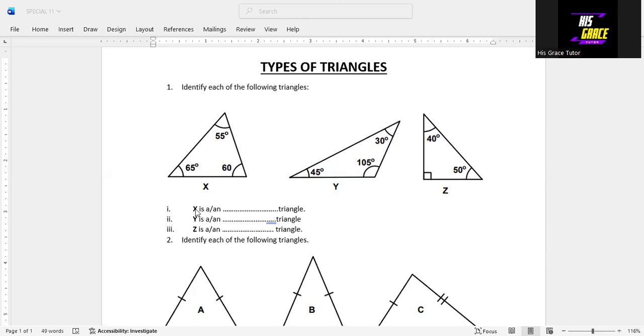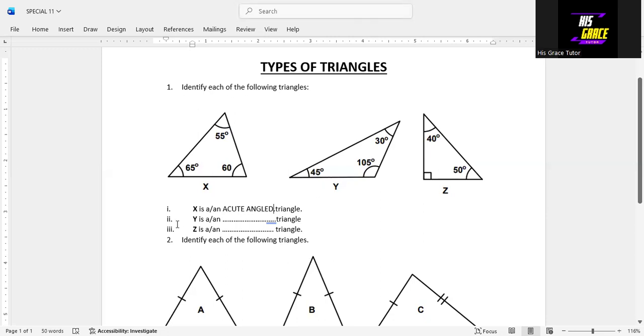Roman figure 1 says that X is a or an dash triangle. So what is this triangle X called? When we have a triangle in which each of the interior angles is less than 90 degrees, we call this triangle an acute angled triangle. So acute angled triangle, that is what triangle X is called.